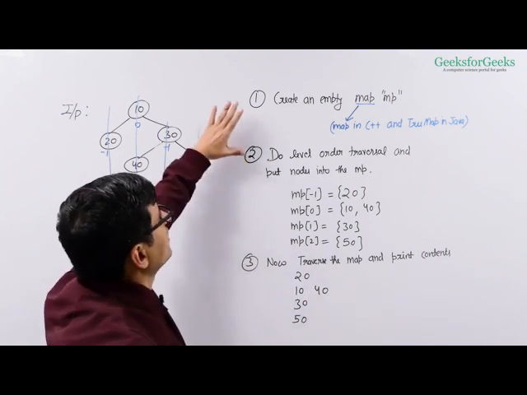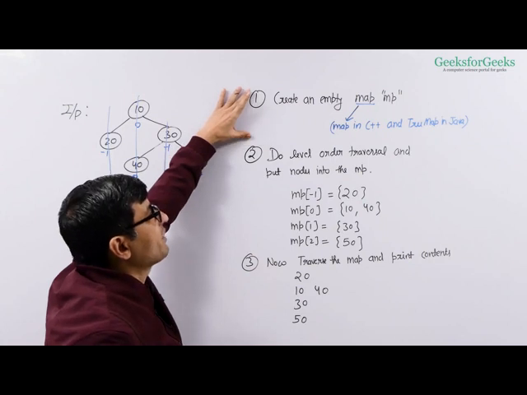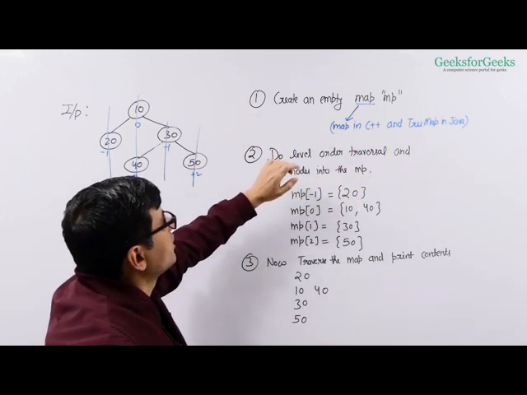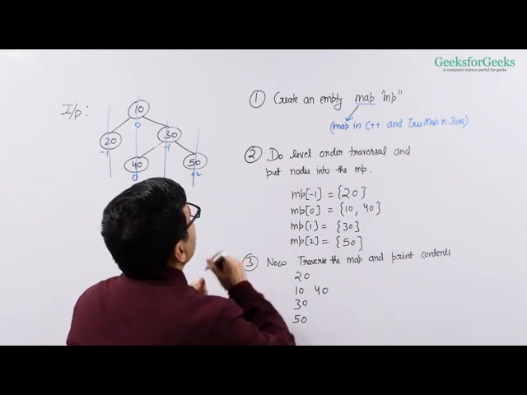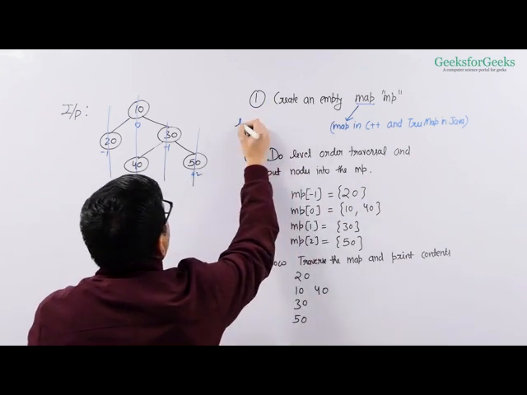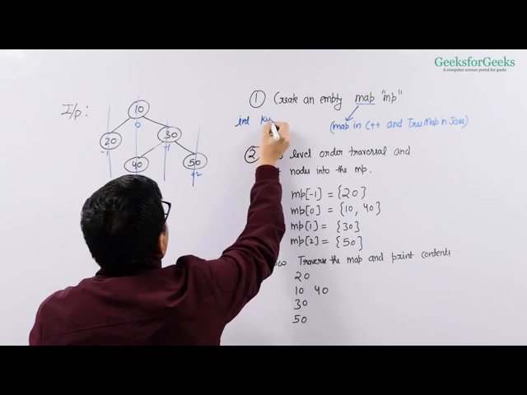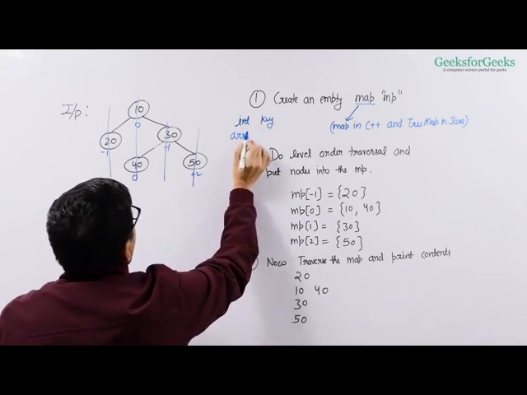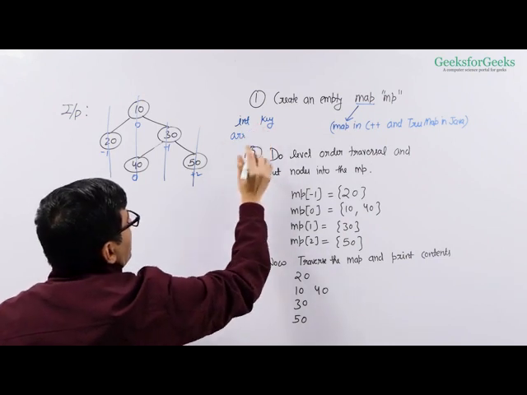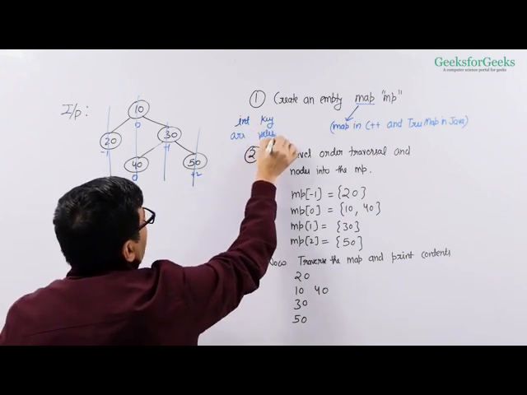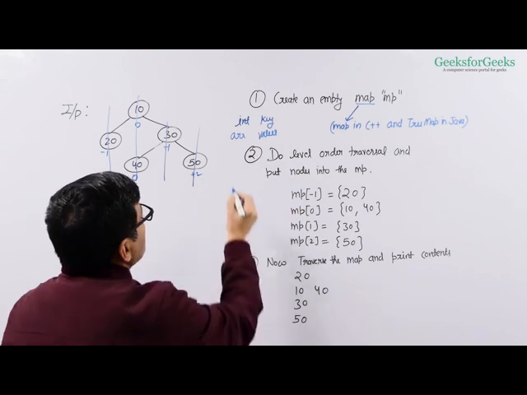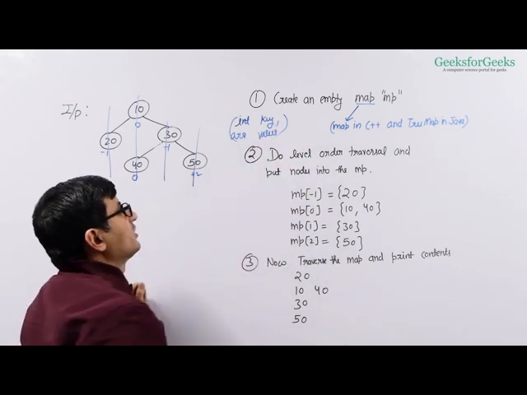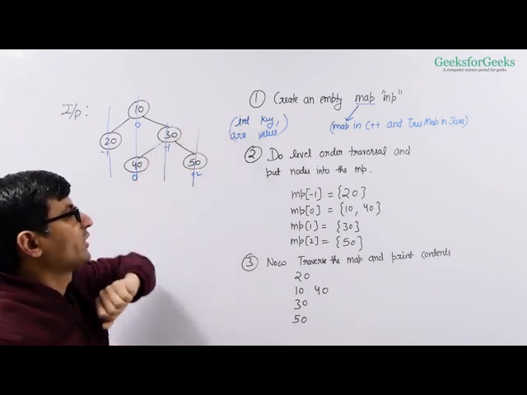Let's now see the working of this. We create an empty map in C++ and tree map in Java. And in this map, we are going to have key value pairs where our key is an integer key, and our value is a vector in C++ or array list in Java. So that's how this map is going to be. It's going to have an integer key and array as value.